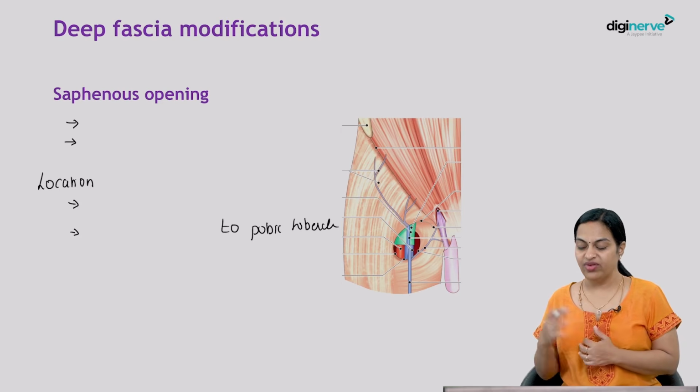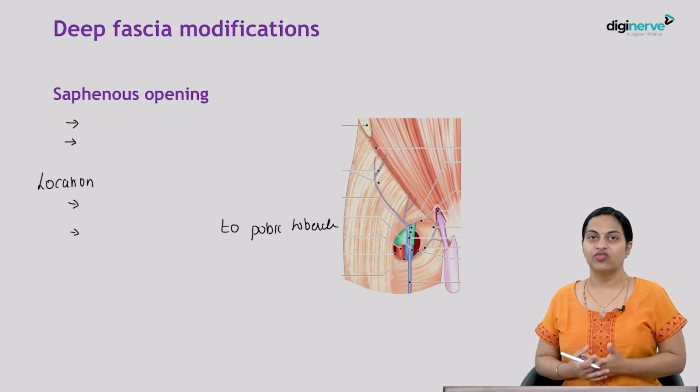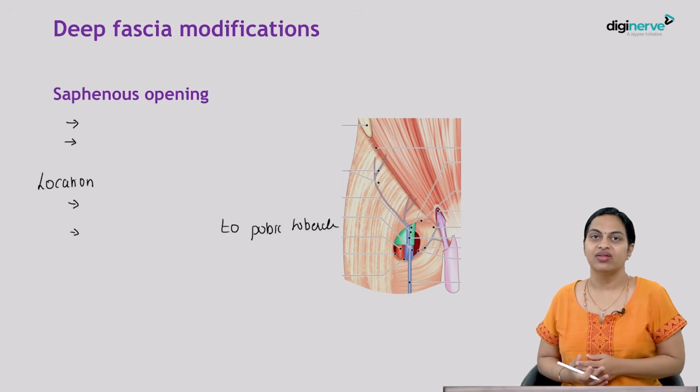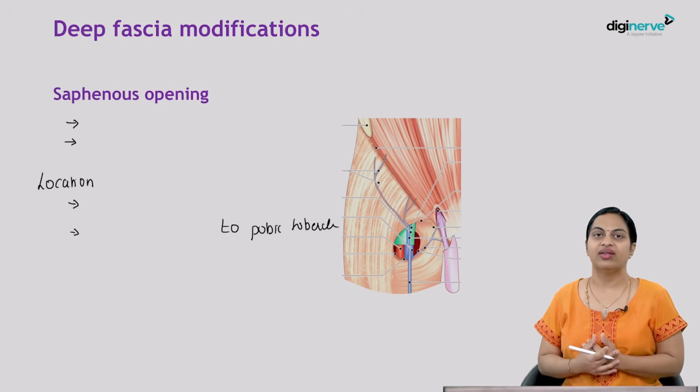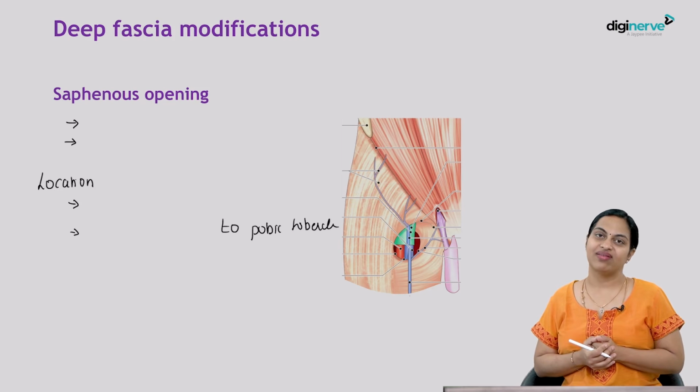Deep fascia modifications. We saw that the roof of the femoral triangle is formed by skin, superficial fascia with the cutaneous nerves. We have talked about it now. And then the deep fascia, which is called the fascia lata. The two important modifications of fascia lata are the saphenous opening, and the other one on the lateral aspect of the thigh, the iliotibial tract.